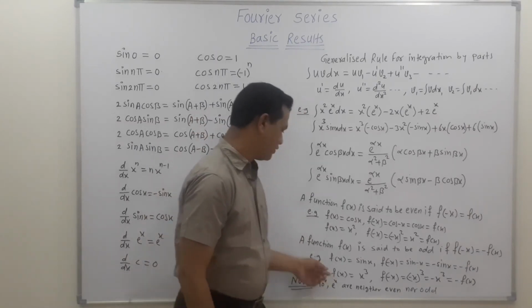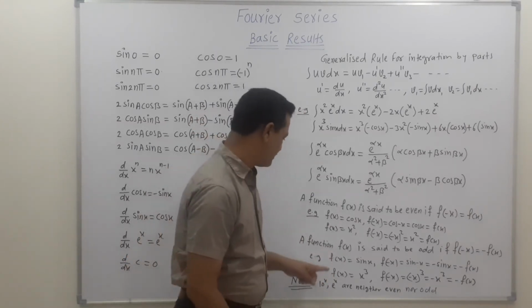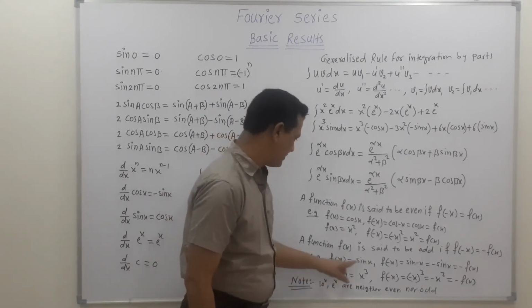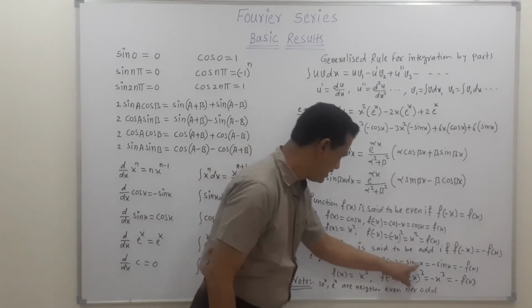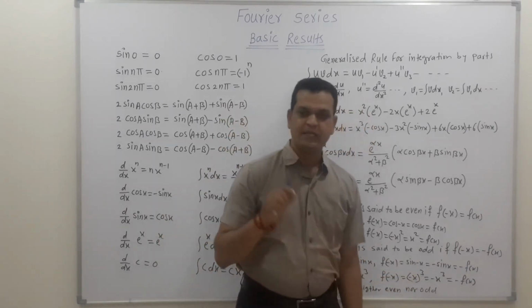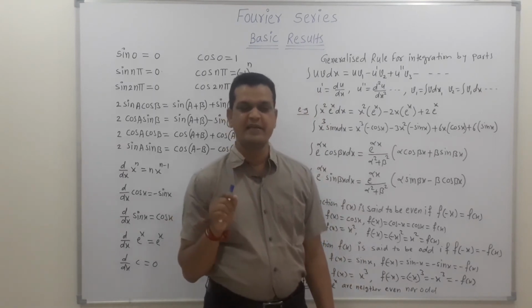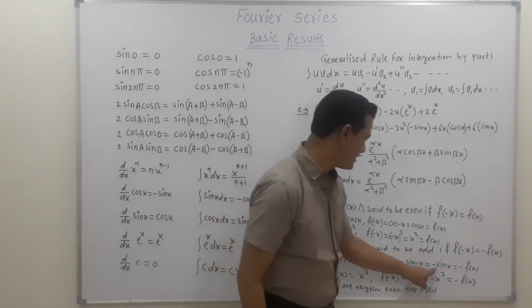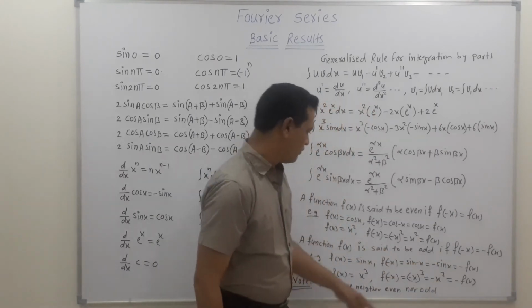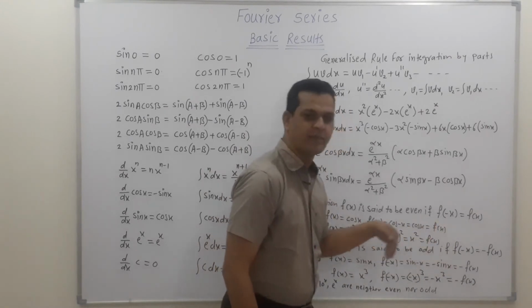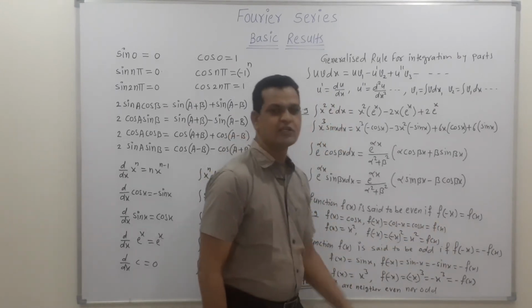So here two examples are again given. The function f of x is equal to sin x. If we replace x by minus x, then we get sine of minus x. Then we know the formula: sine of minus x is equal to minus sin x. So we get minus times the original function. That means if we take the minus sign common, then this function is an odd function.